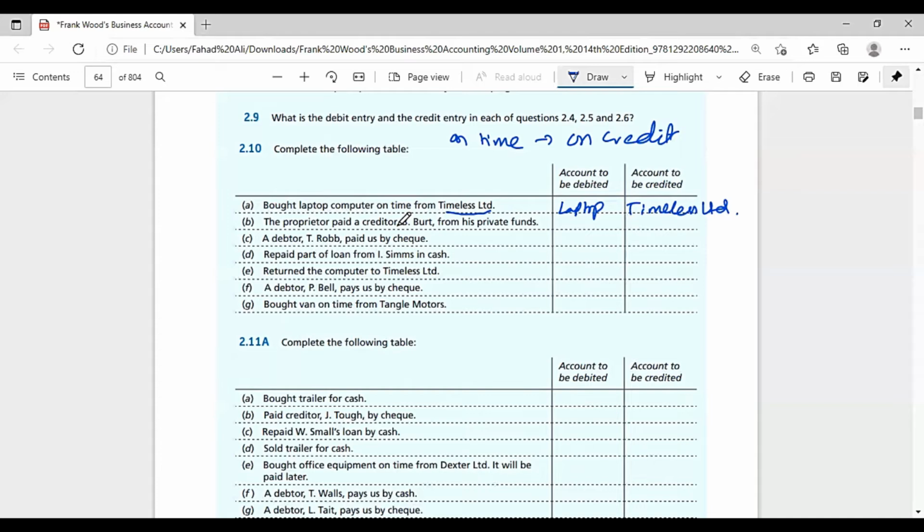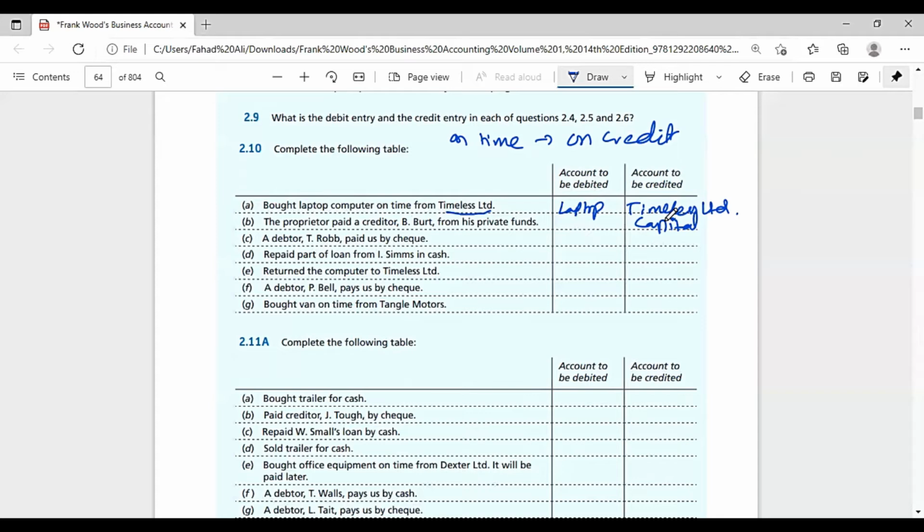That owner, maybe he could invest first and then pay from the investment, from the private funds. Second thing, maybe he could pay directly. In this way, the capital is increasing. So capital will be credited. But how? From his private funds, that's why. Yes, from his private funds means he is giving amount to the business.